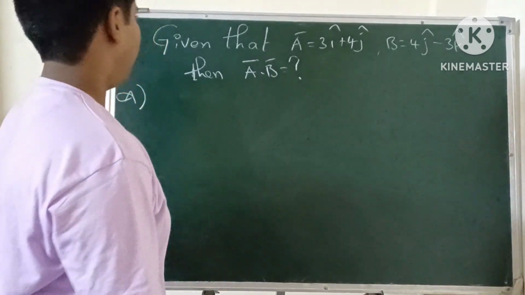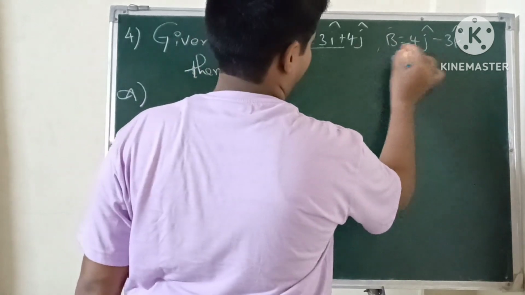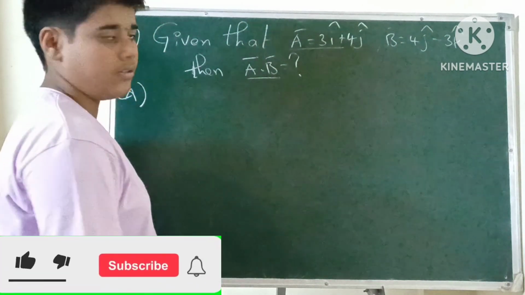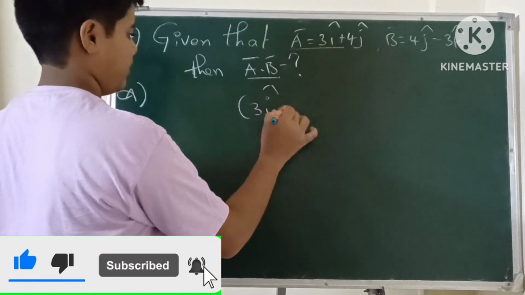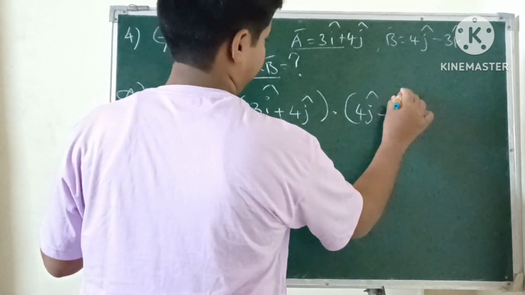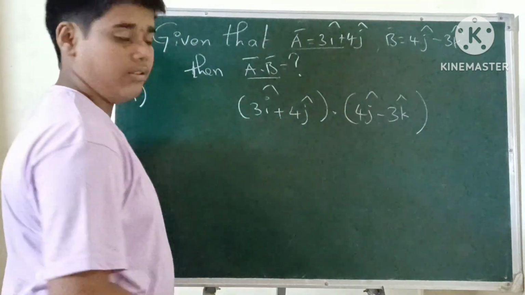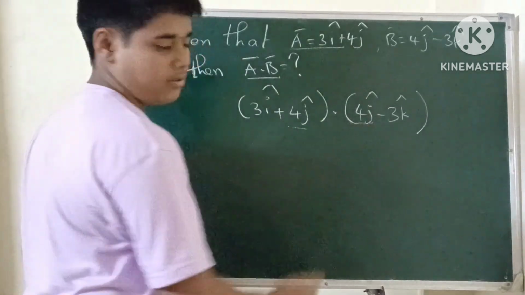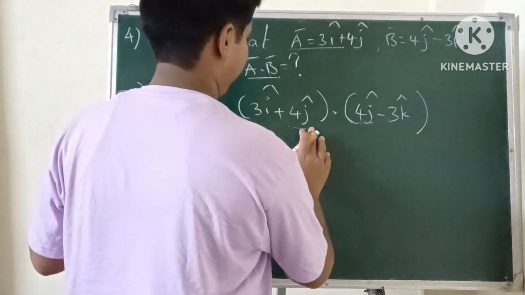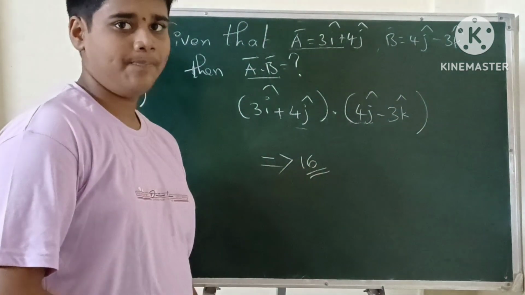And the third sum: given that a bar equals 3i cap plus 4j cap and b bar equals 4j cap minus 3k cap, find a bar dot b bar. A bar dot b bar means the dot product. So we have to find the dot product of these two vectors, 3i cap plus 4j cap dot 4j cap minus 3k cap. We do the dot product with the given components. Here the common component is 4j, so we take only 4j because the other components are 0. So 4 into 4, 16. So the dot product of these two vectors is 16.